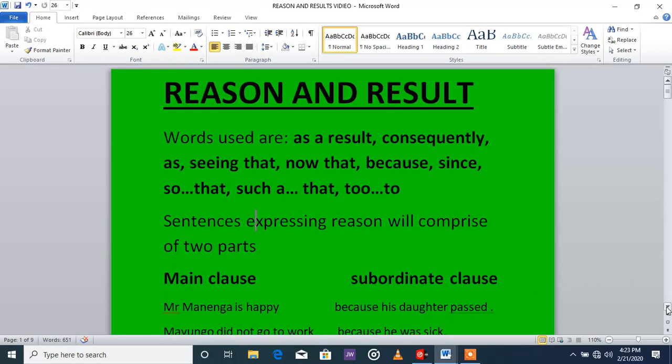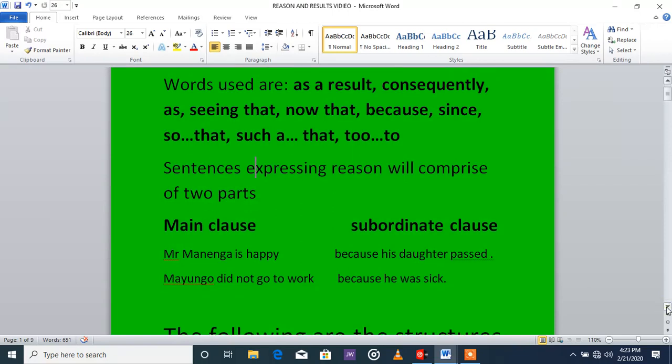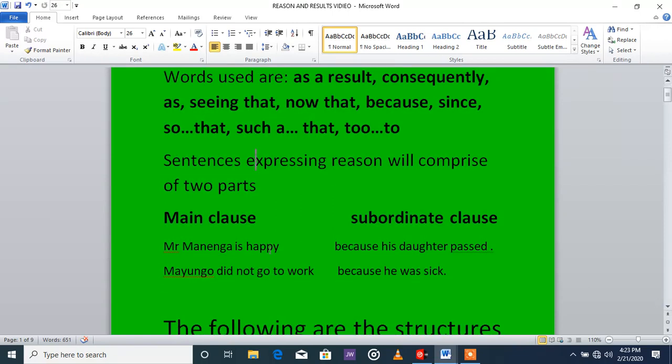Now let's look at this statement: sentences expressing reasons. Sentences expressing reason comprise two parts. We have the main clause, and then the subordinate clause. Myself, I normally call the subordinate clause the reason, and the main clause the result. The subordinate is the reason why the main clause had to happen.